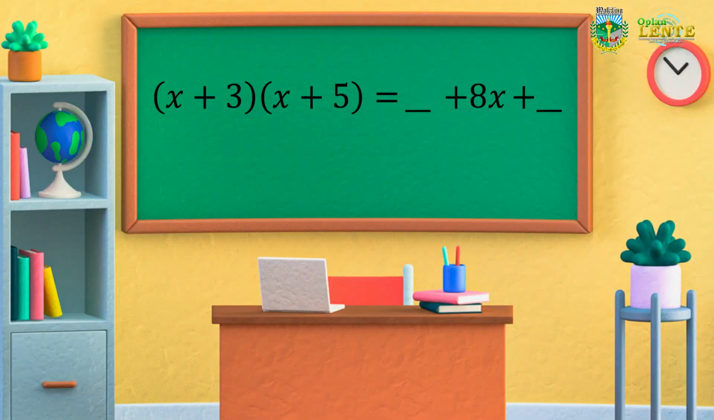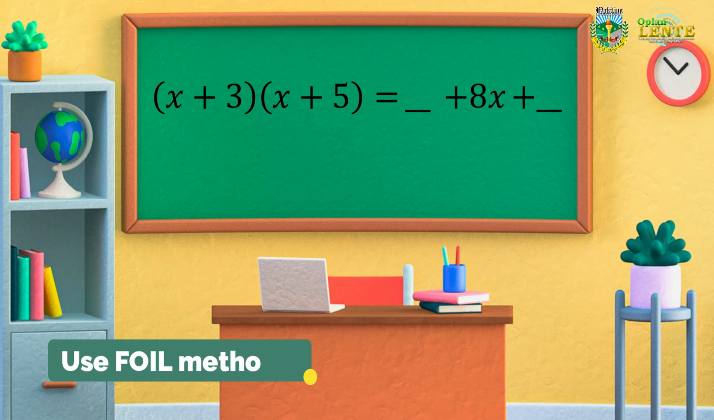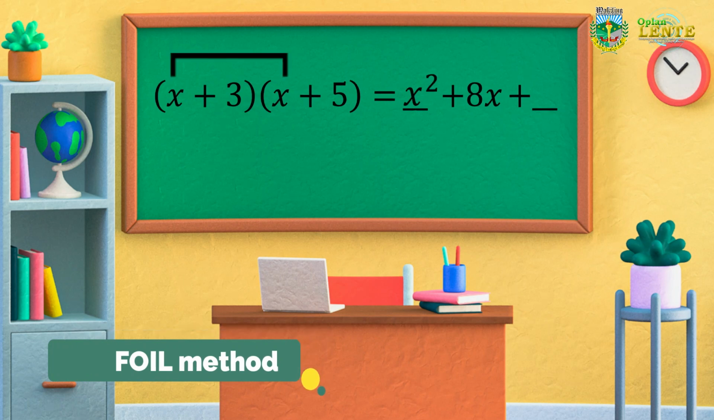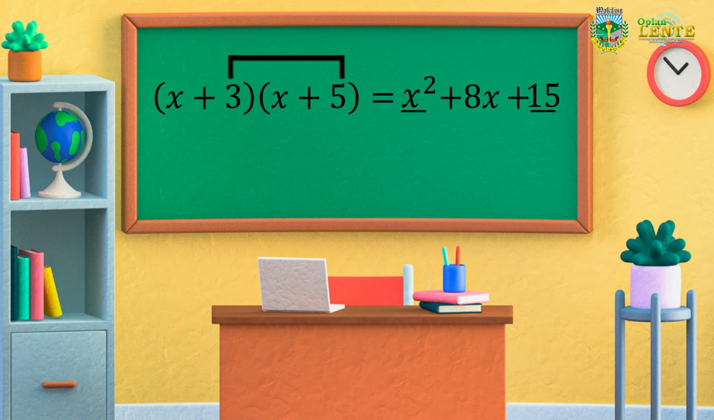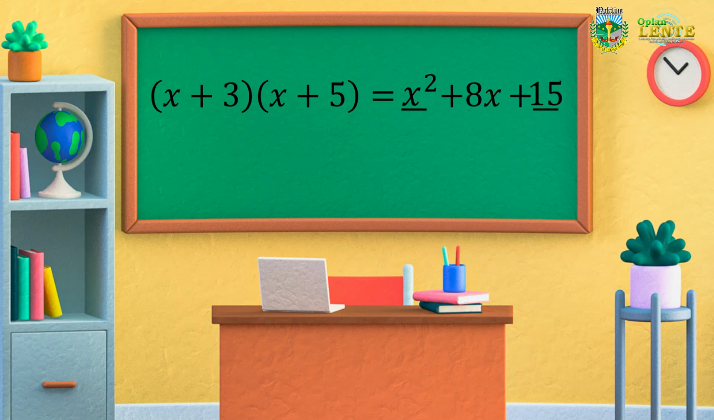Let's practice. Find the products of the following. Fill in the blanks with the missing terms and signs respectively. Number 1. The quantity of x plus 3 times the quantity of x plus 5 equals blank plus 8x plus blank. Let us fill in the blanks with the missing terms. Using the FOIL method, the answer for the first term is x squared. And for the last term, we have 15. Great! Our final answer is x squared plus 8x plus 15.